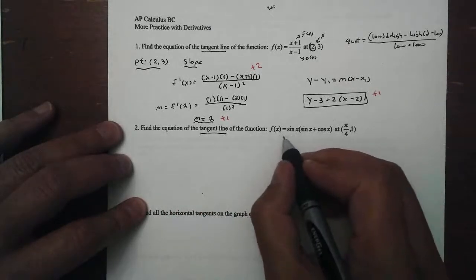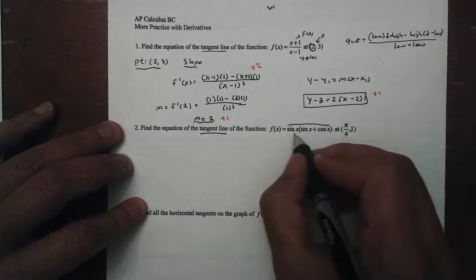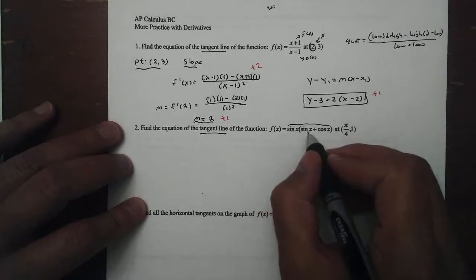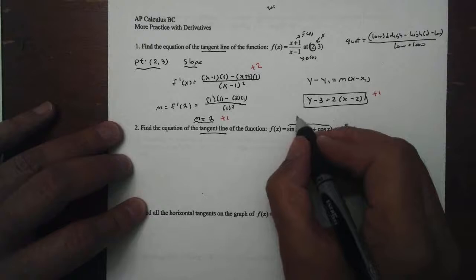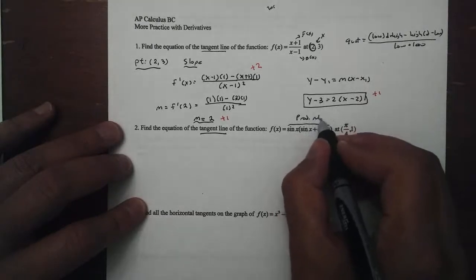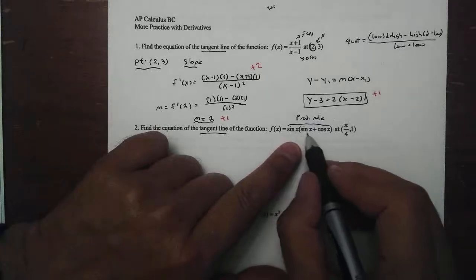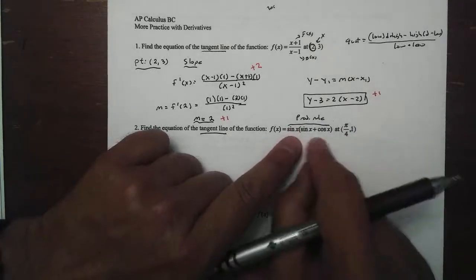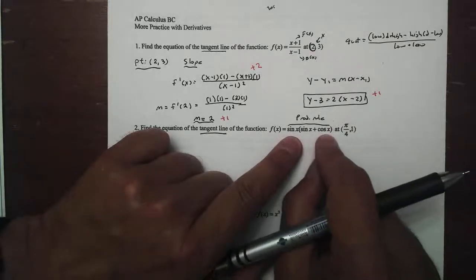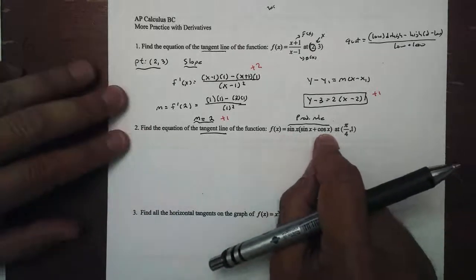But this time, notice, we are multiplying two functions: sine x times sine x plus cosine x. This is going to be our product rule. Now you have two options here. One, you can distribute the sine of x, but that gets a little more complicated. So I'm not going to worry about distributing. I just want to get a derivative later on.